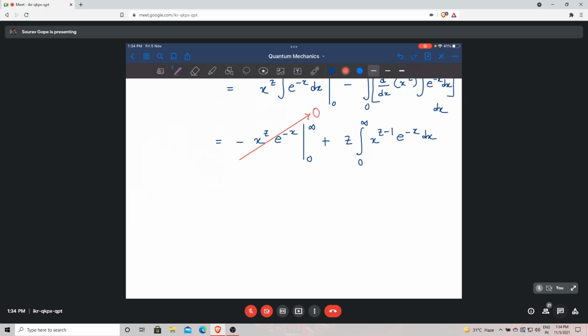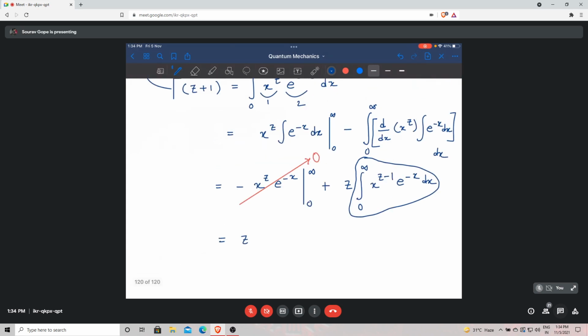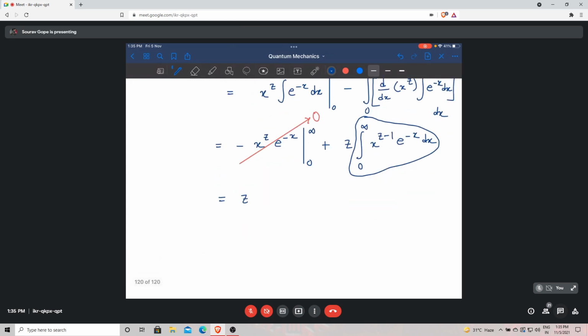Okay, fine. So what remains is z, and what is this part? Gamma z, gamma of z. This is just gamma of z. So you see, some kind of recursive function: gamma of z plus 1 is equal to z times gamma of z.